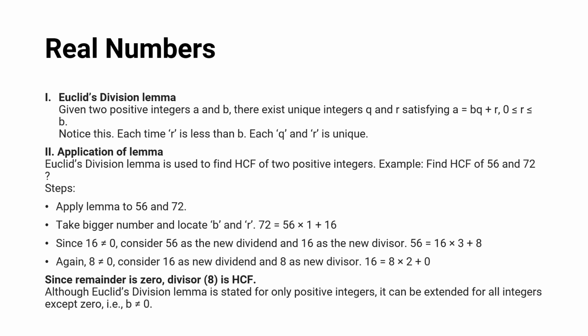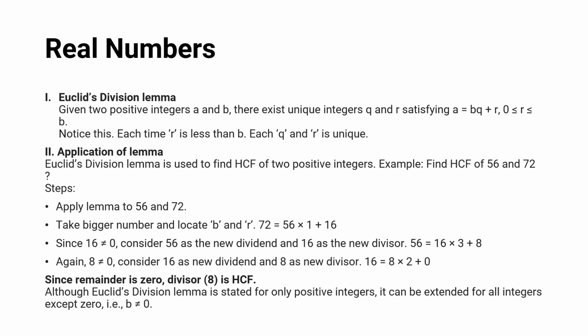Application of lemma. Euclid's division lemma is used to find the HCF of two positive integers. For example, find the HCF of 56 and 72. Steps. Apply the lemma to 56 and 72. Take the bigger number and locate b and r. 72 equals 56 into 1 plus 16. Since 16 is not equal to 0, consider 56 as the new dividend and 16 as the new divisor. 56 equals 16 into 3 plus 8.